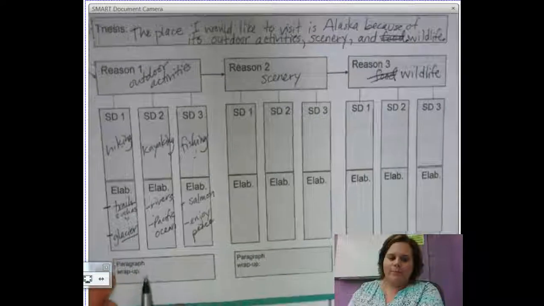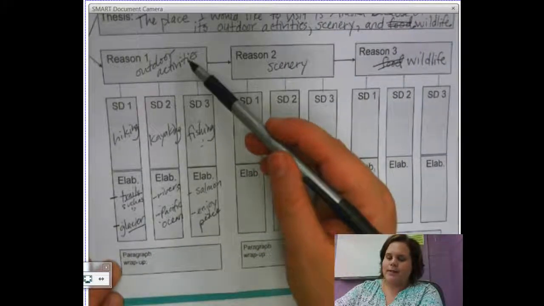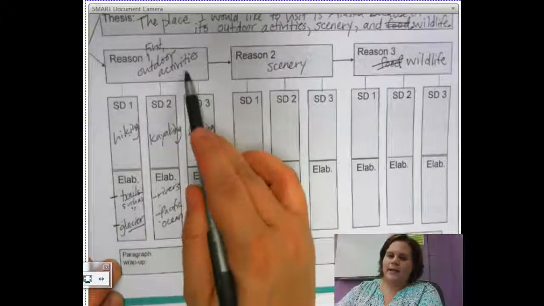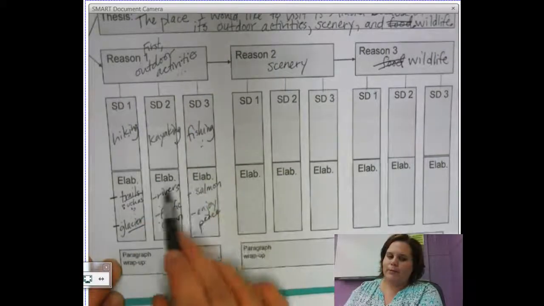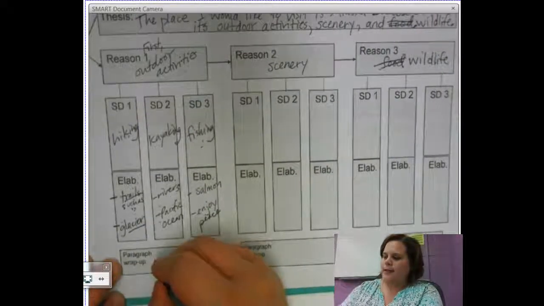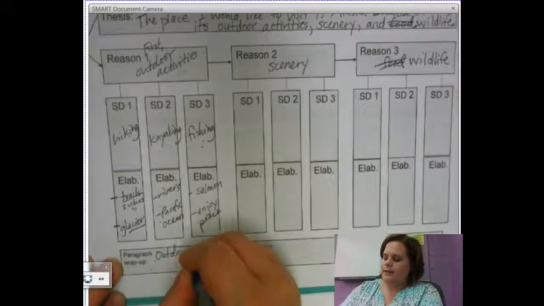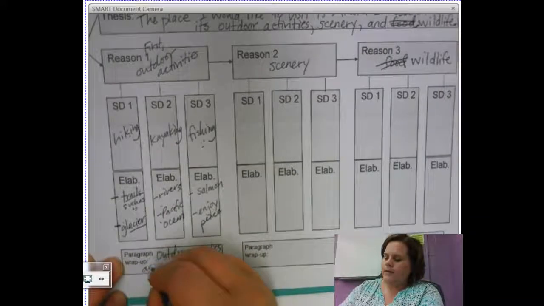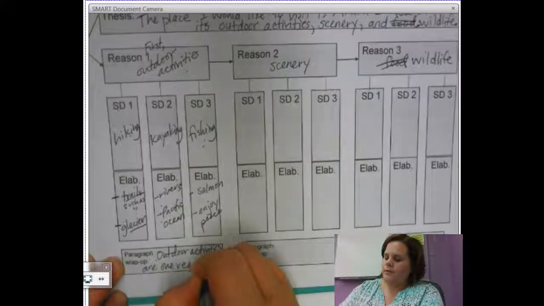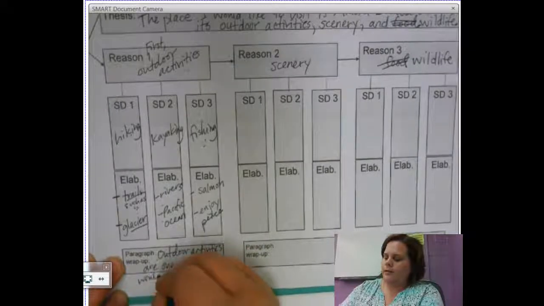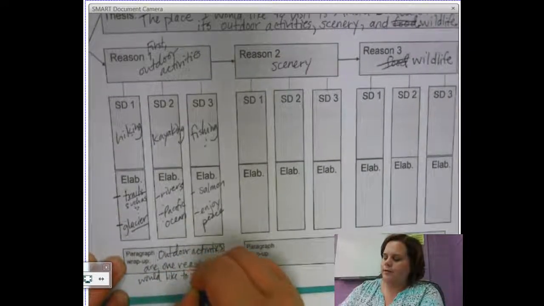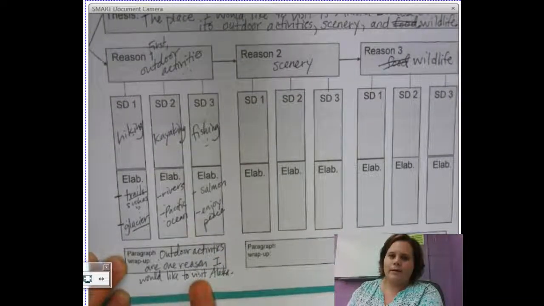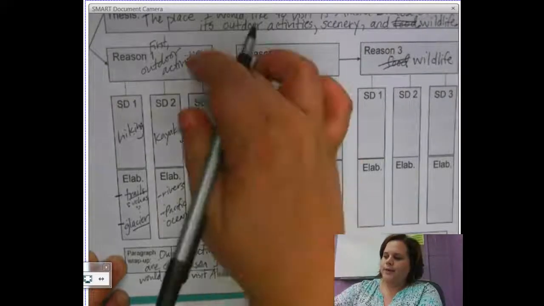Your paragraph wrap-up is the same as your topic sentence. Like, first, Alaska has many outdoor activities. Blah, blah, blah. Talk all about them, and then say something like, outdoor activities are one reason I would like to visit Alaska. I want you to be picky about phrasing your wrap-up sentences so that you're saying the same thing.